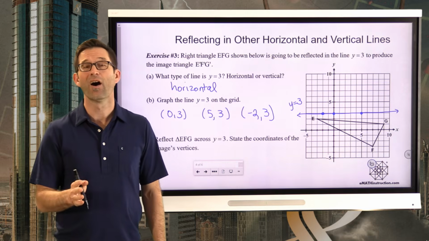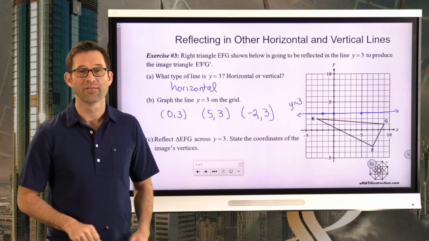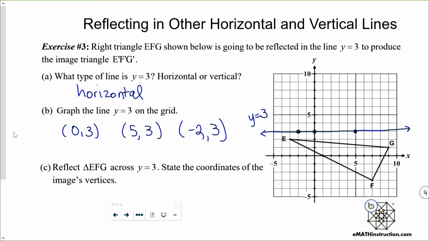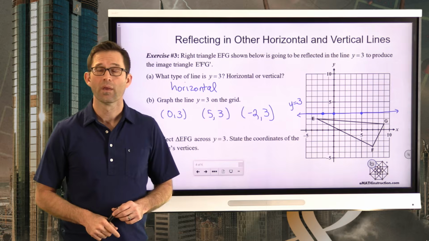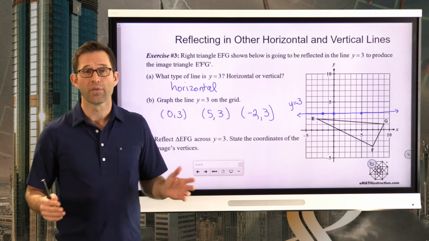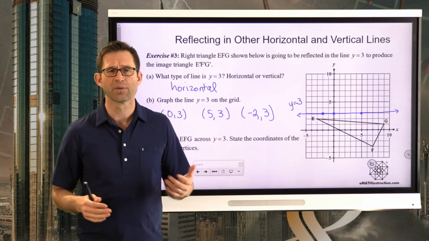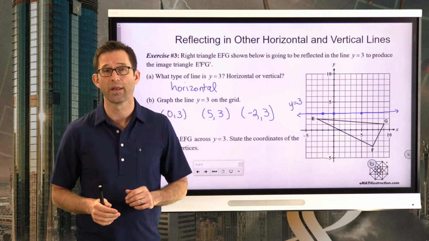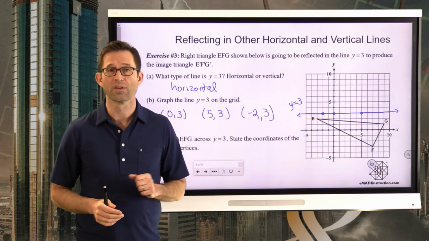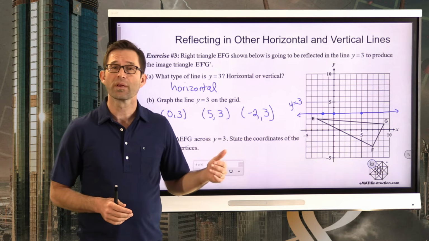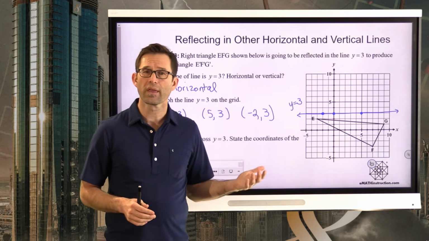All right, now for the important part, letter C. Reflect triangle EFG across y equals 3. State the coordinates of the image's vertices. Now, unlike reflecting in the y or the x-axis, where we could come up with some kind of simple rule like change the sign on the x-coordinate or change the sign on the y-coordinate, doing something like this literally just requires a little bit of counting, right?